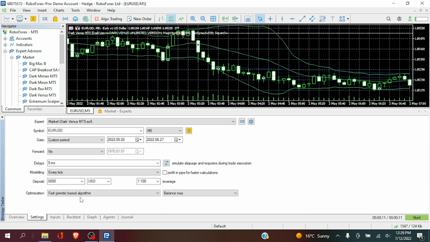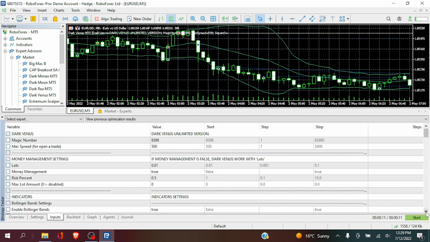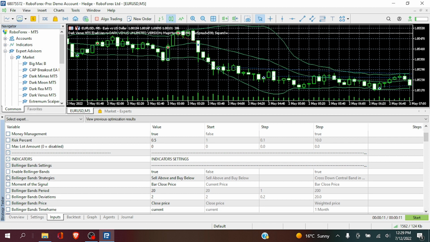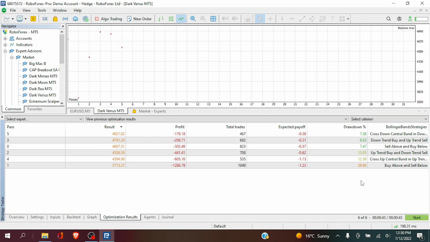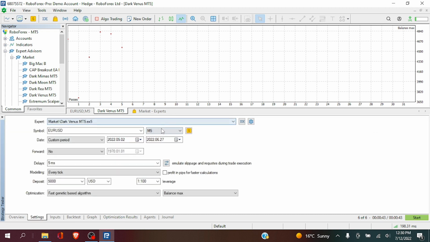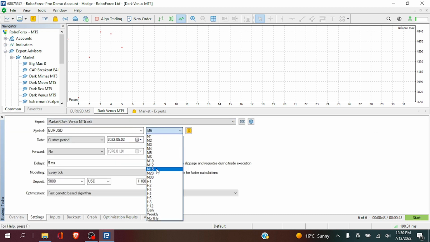So let's now optimize Dark Venus. So we're going to use fast genetic. And the first thing that we're going to optimize is the different strategy types. Now, Dark Venus does have 6 different Bollinger Band type strategies. So we are now going to test all 6 of those strategies on the 5-minute time frame. So let's take a look at the results. Cross down central band, that one actually performed the best, but the profit is still minus 700. So let's now try the 15-minute time frame.